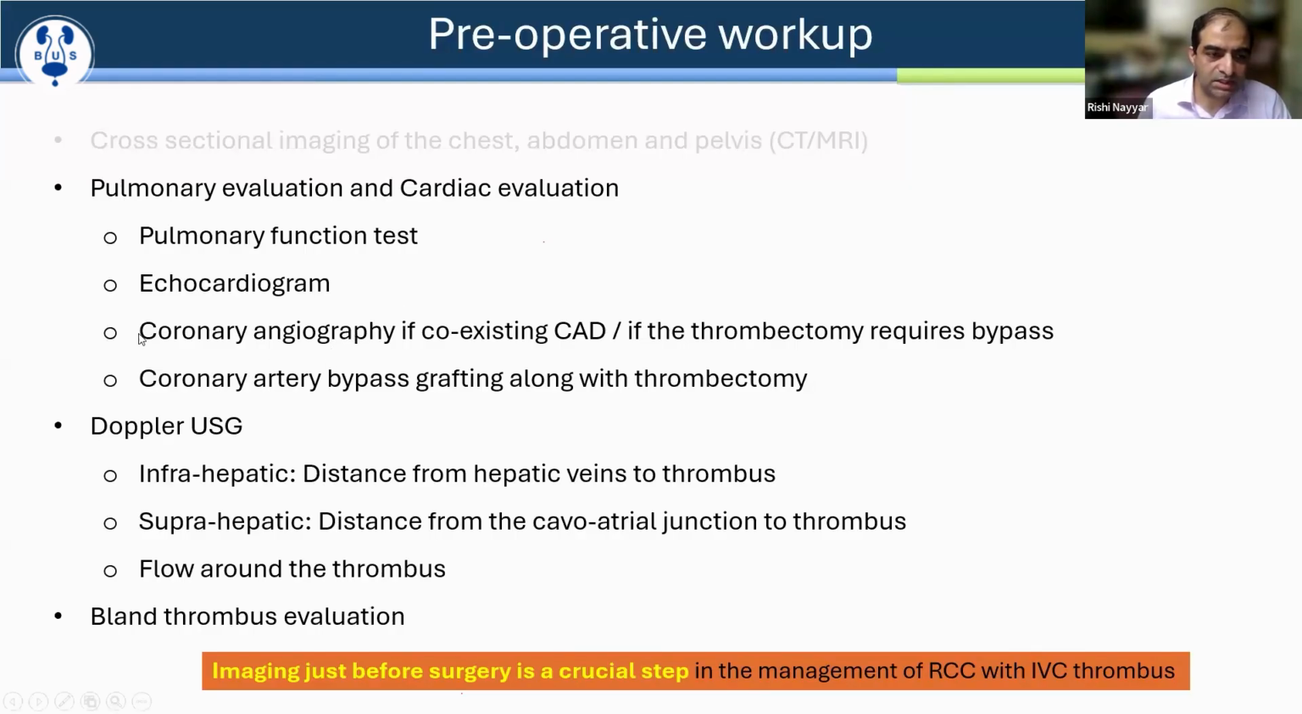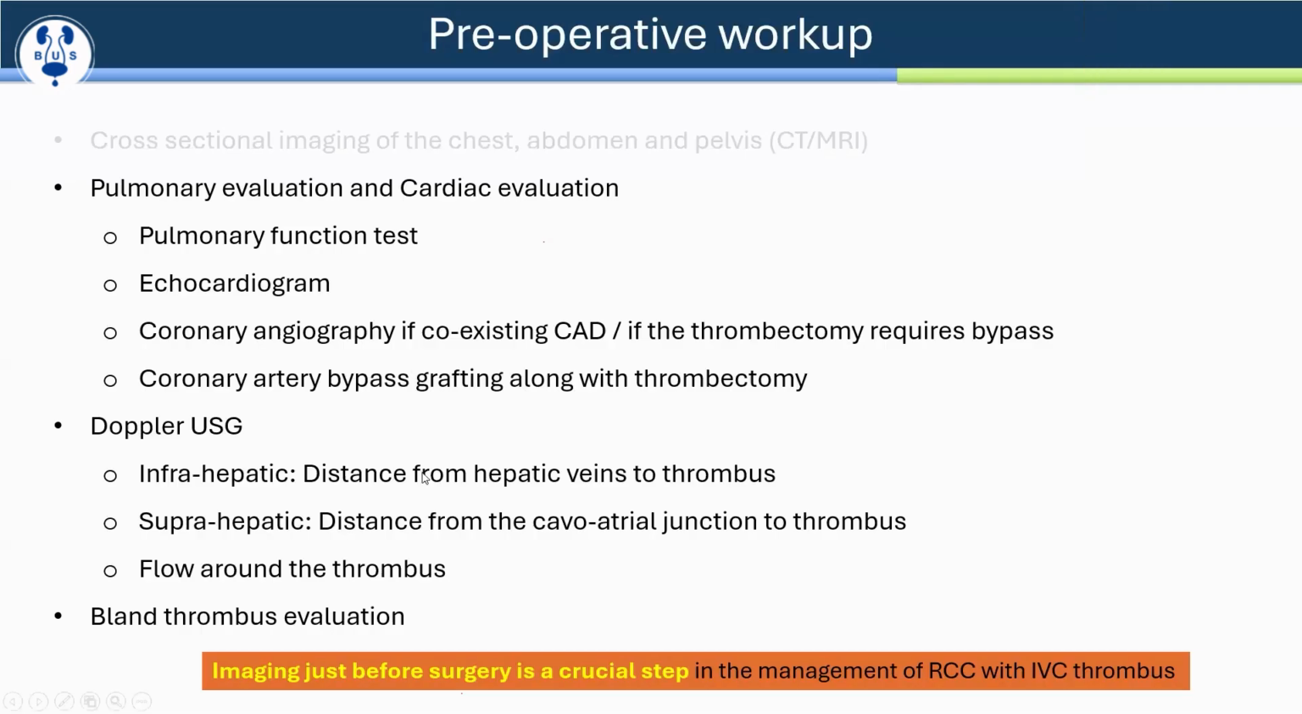And in those patients, even coronary angiography is to be done routinely, because most of these patients are old, and when the chest is being opened up, if there is some narrowing of the coronary artery, or there is coexisting coronary artery disease, the revascularization of the heart, the bypass CABG, can be done in the same sitting. So in those cases, bypass is actually done first, and then you remove the thrombus. Doppler, as I told you, is important to be done just 1 day prior.